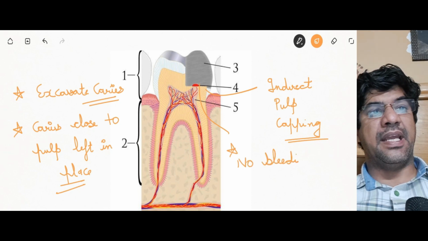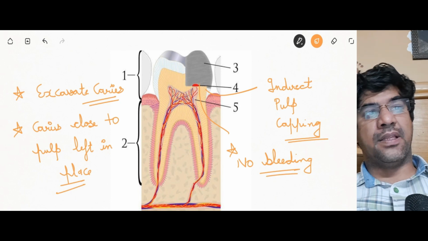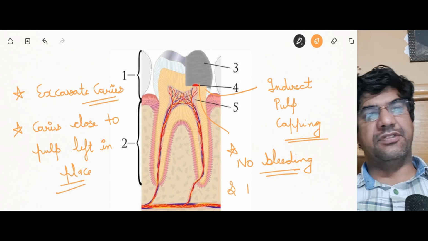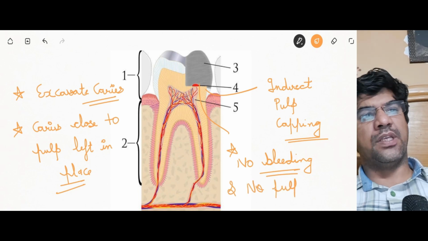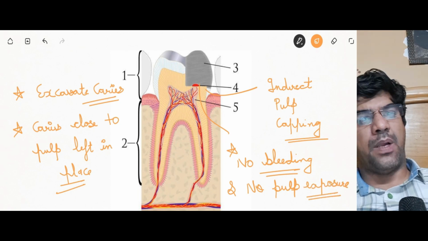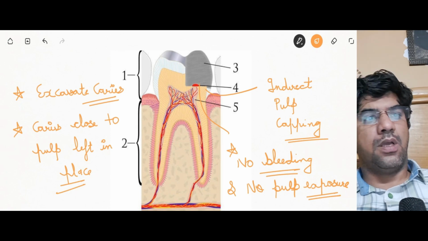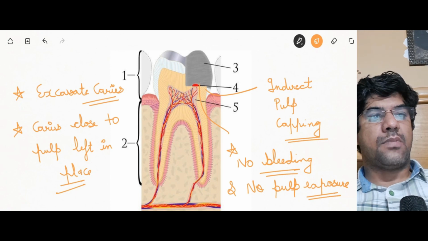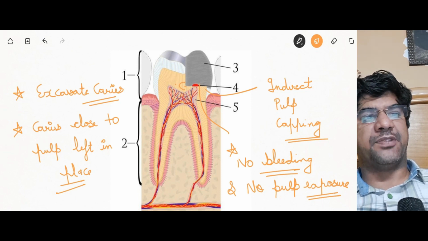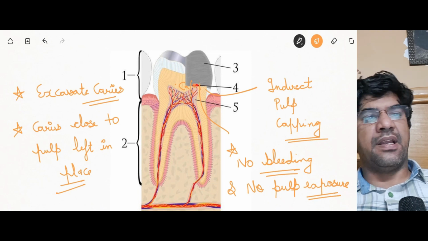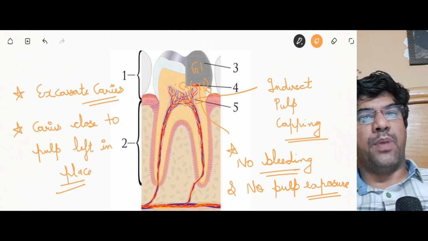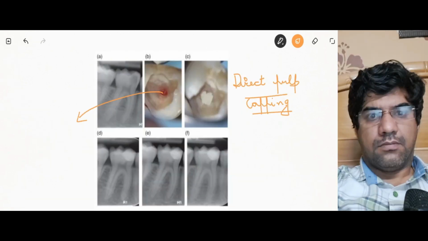It is indicated in a deep carious lesion, where the lesion is near the pulp tissue and not involving it. There is no tenderness to percussion. The tooth is non-tender to percussion. There is no radiographic evidence of any pulpal pathology, no root resorption. It is contraindicated where there is pulp exposure, where there is radiographic evidence of pulp pathology, if the tooth is sensitive to percussion, or there is mobility in the tooth or root resorption.